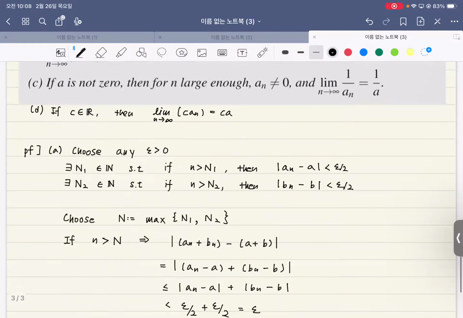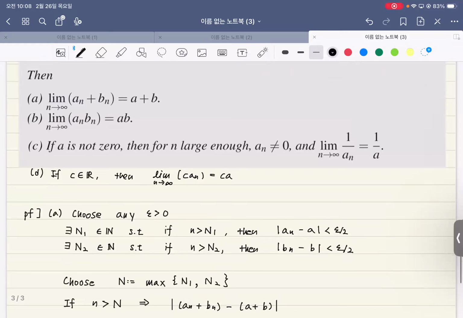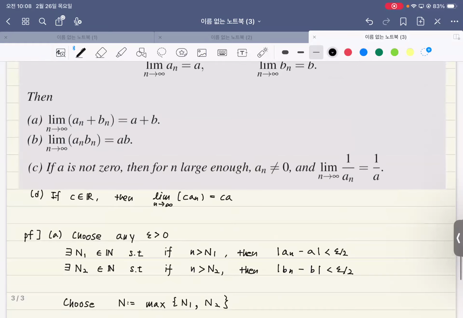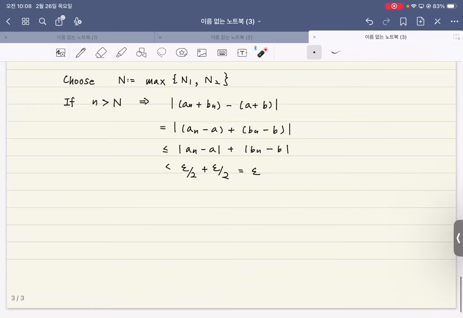All right. Questions for letters B and C, I will leave them as exercises. And what's next?